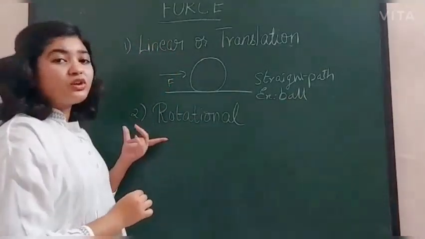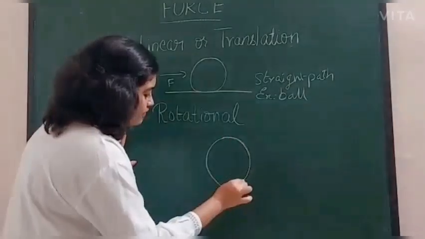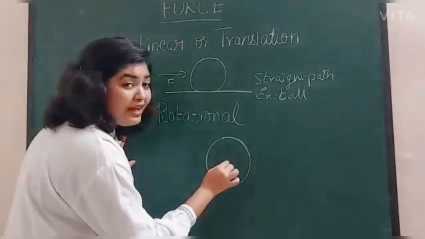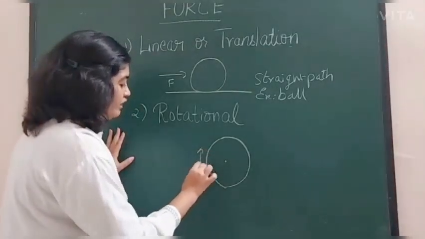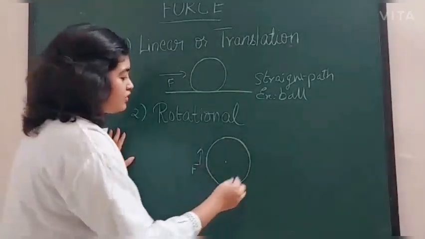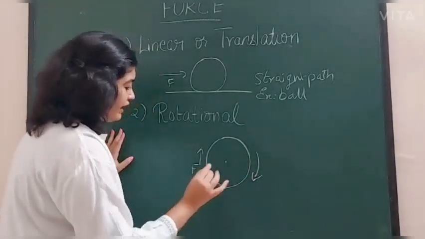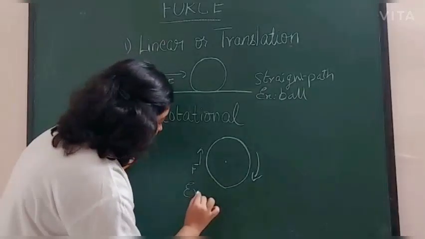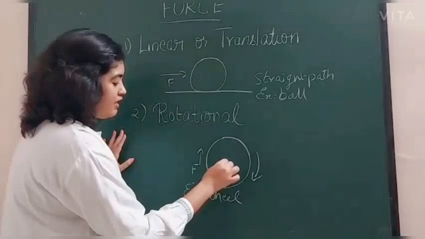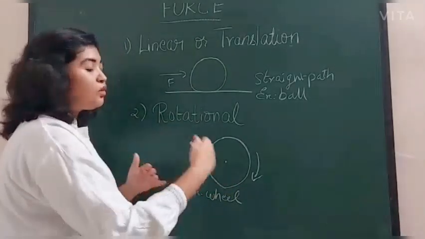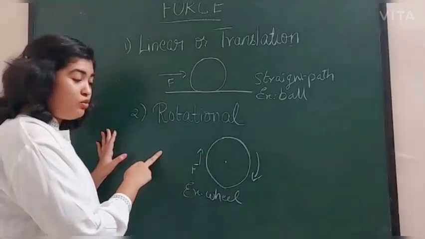So now coming to the rotational motion. So for rotational motion, if we take a body over here which is pivoted at its point at center, so when force is applied over here, it rotates about its axis. So it moves in a rotational manner. So if we take the example of wheel, so it is pivoted at center, and when force is applied, it rotates about its axis. So this turning effect is termed as rotational motion.